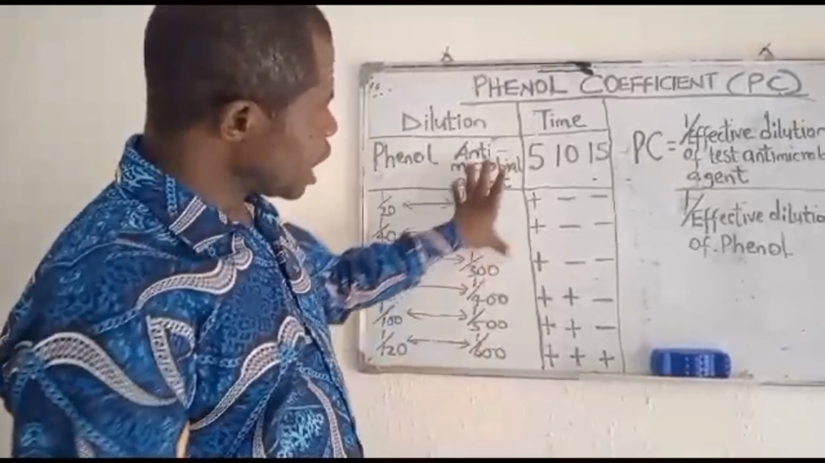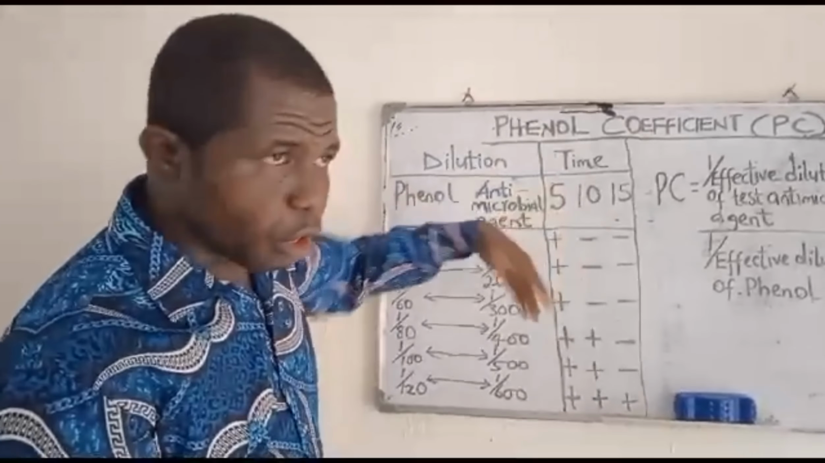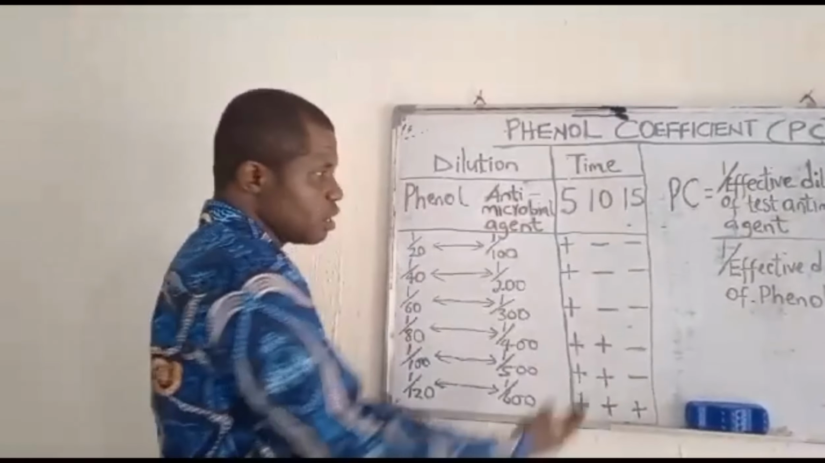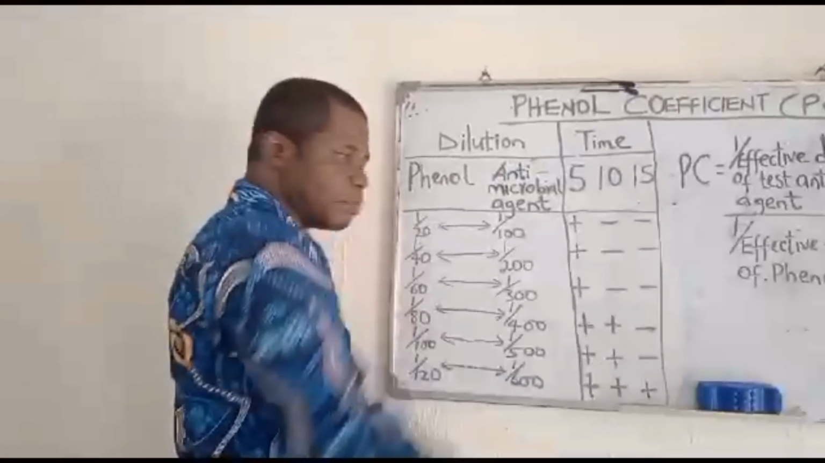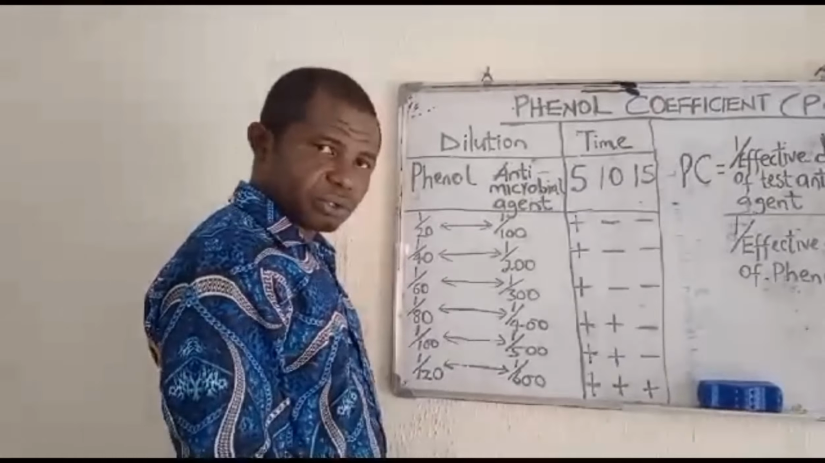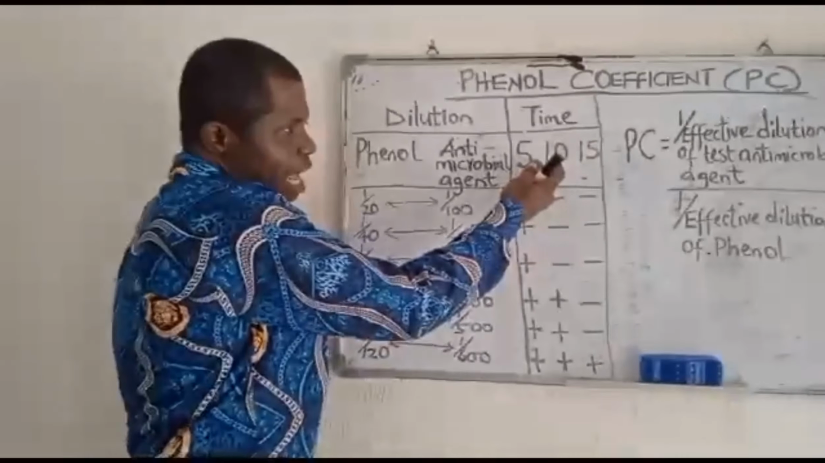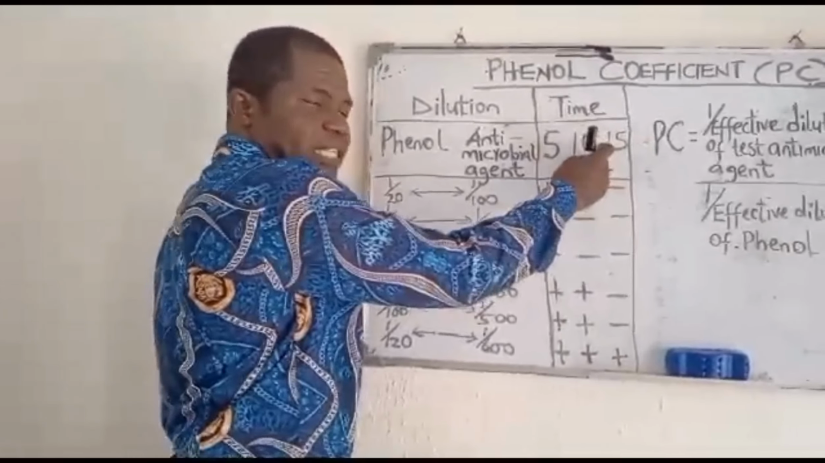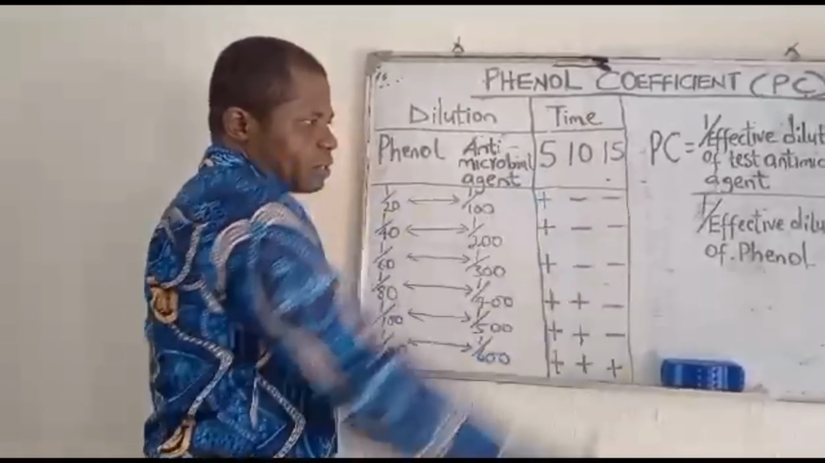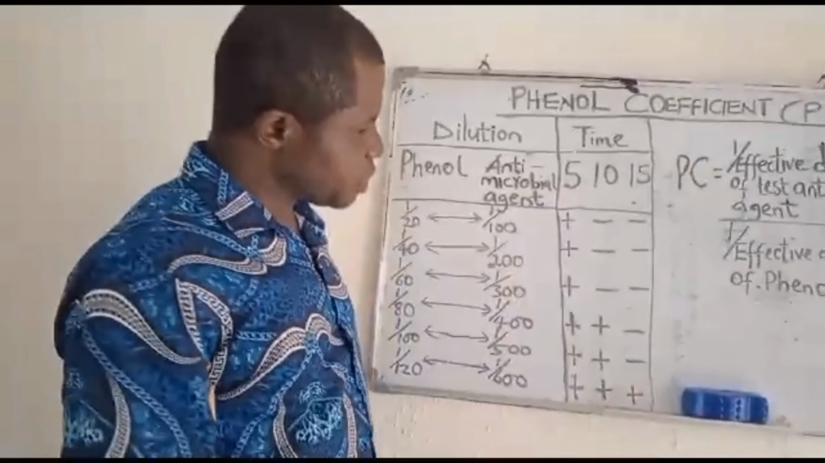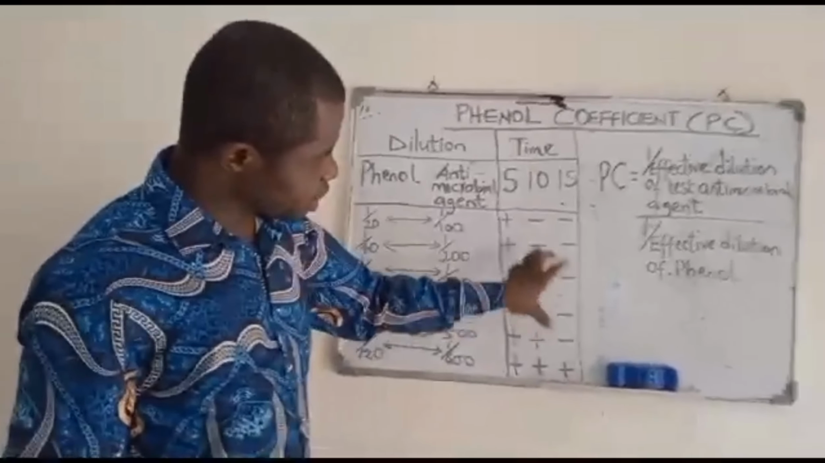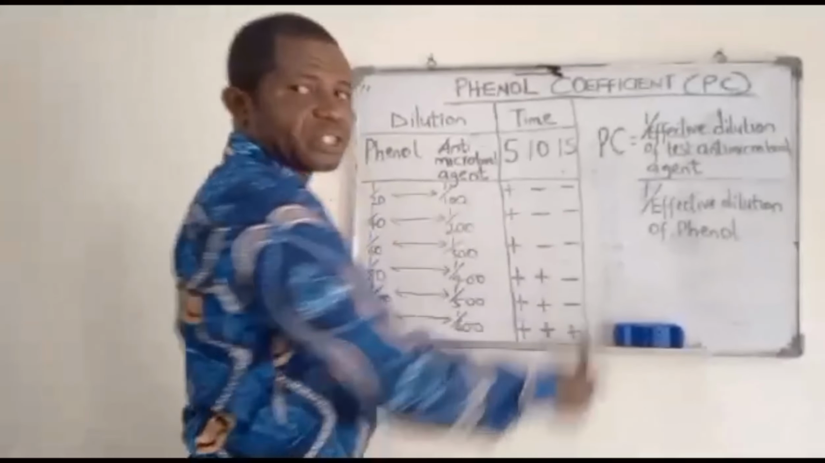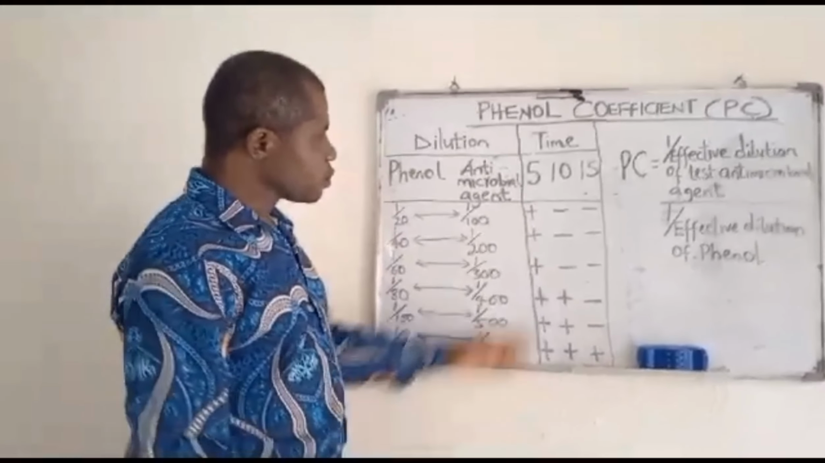The microorganism of choice is exposed for 15 minutes, as I said. At each 5-minute interval, they are transferred into fresh culture tubes containing no disinfectant. So after 5 minutes, after 10 minutes, after 15 minutes, and then left for maybe 5 days, growth is evaluated using turbidity. So plus means there is growth, minus means there is no growth.